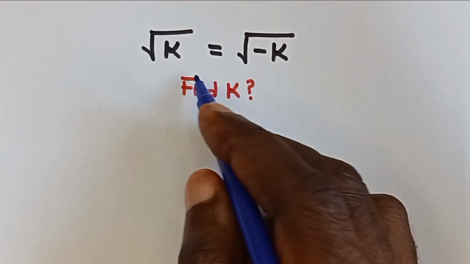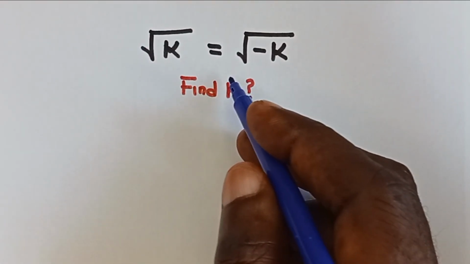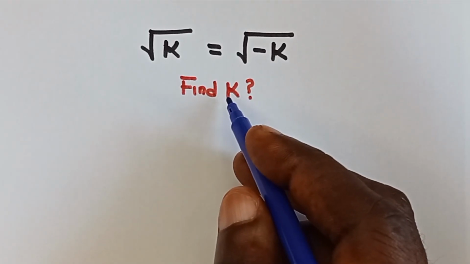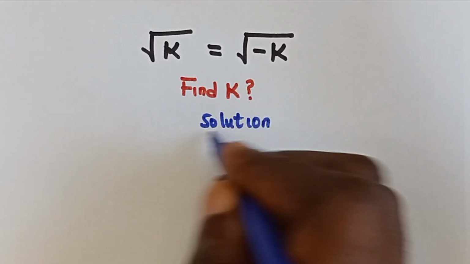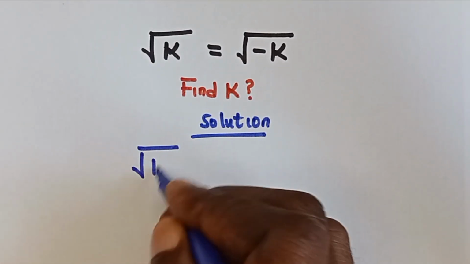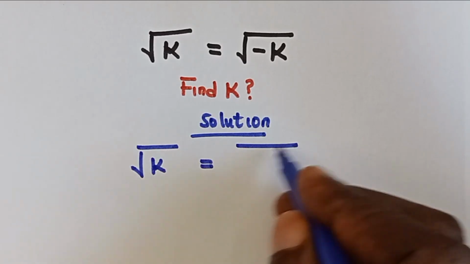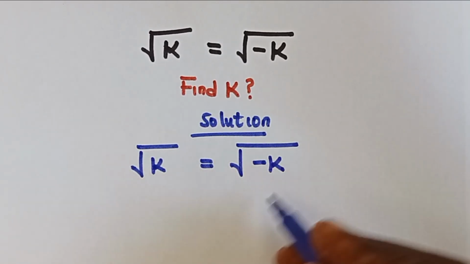Now let's quickly solve this equation. Alright, so this looks impossible, right? But with just a few steps, we are going to have the value of k. Now let's solve this equation. We have root k equals root minus k.